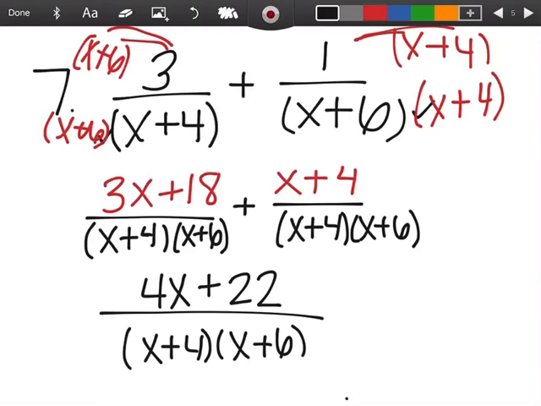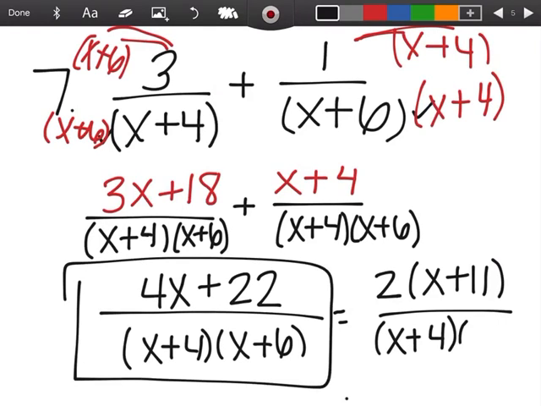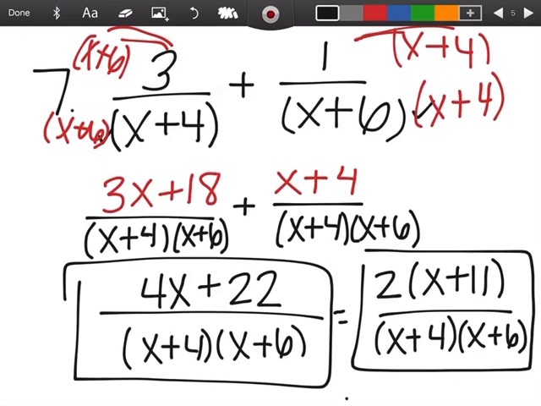And I think because nothing ends up canceling that they would end up taking this as a final answer, but it's not a bad idea to be in the habit of factoring out the GCF and get 2 times the quantity x plus 11 over x plus 4 times x plus 6. And then just some notation-wise, either of these should be acceptable.